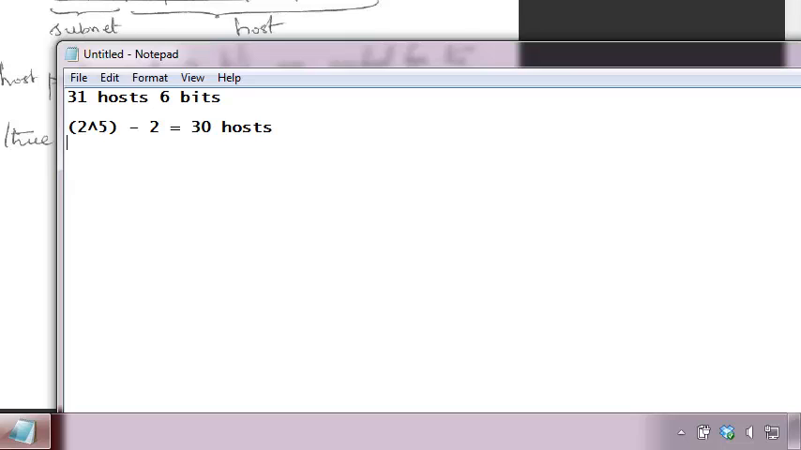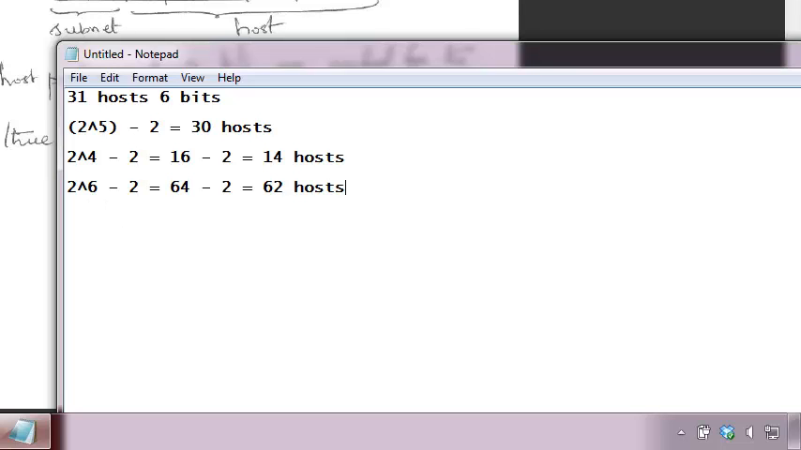We need 4 bits, because 2 to the 4 minus 2 is going to be 16 minus 2, so we can support up to 14 hosts with 4 bits. Now for 47 hosts we need 2 to the 6 minus 2, because 2 to the 6 is 64 minus 2, so we can support up to 62 hosts with 6 bits. So that's the first step.